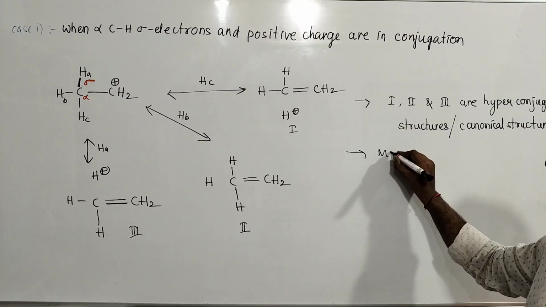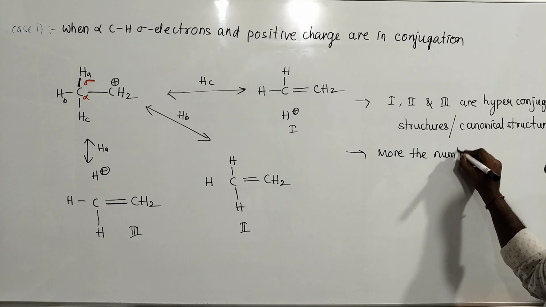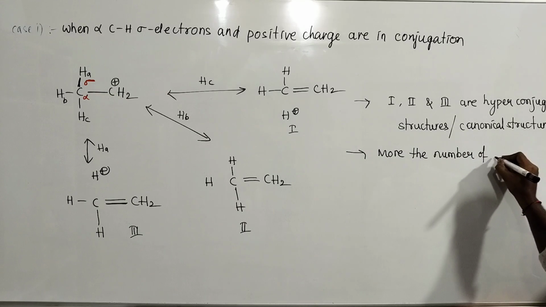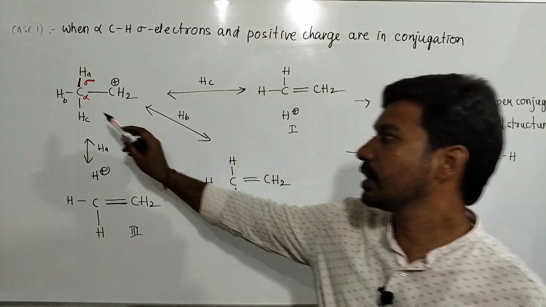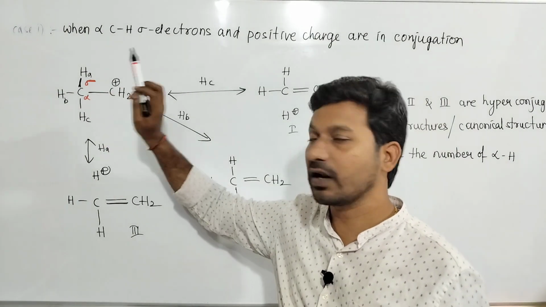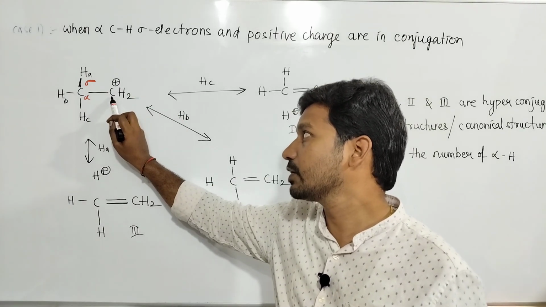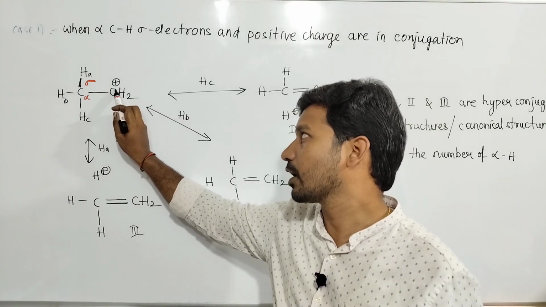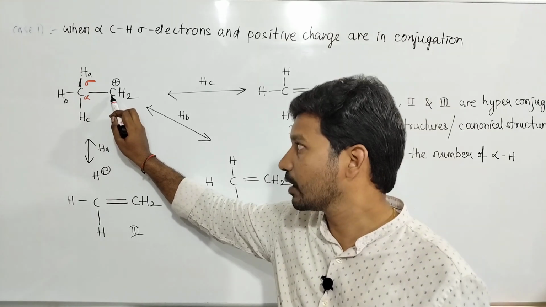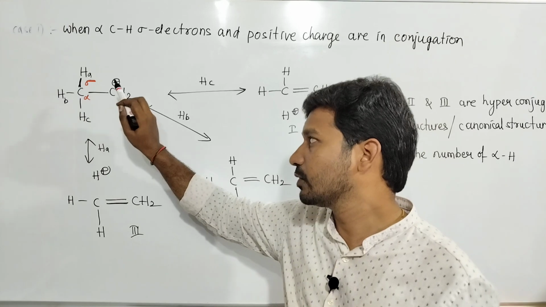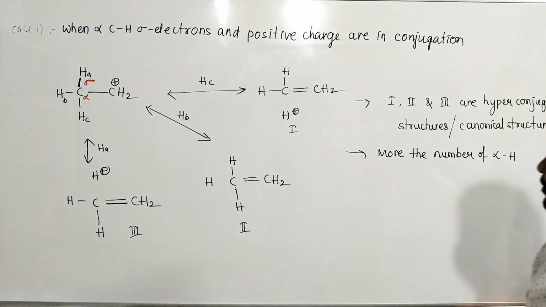More the number of alpha hydrogens. What are alpha hydrogen? Hydrogen atoms attached to alpha carbon. What is alpha carbon? The carbon which is adjacent to our interested carbon, our positive charge carbon, or double bonded carbon, or free radical carbon. So whether it is a free radical, a functional group, or anything, the adjacent carbon is alpha carbon.